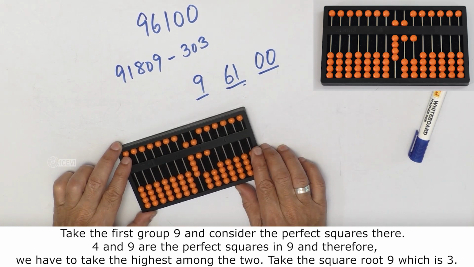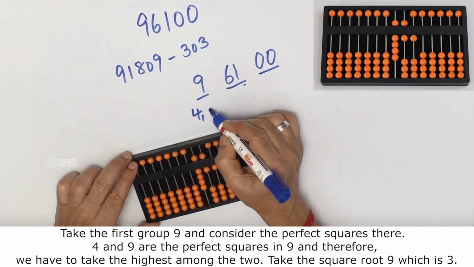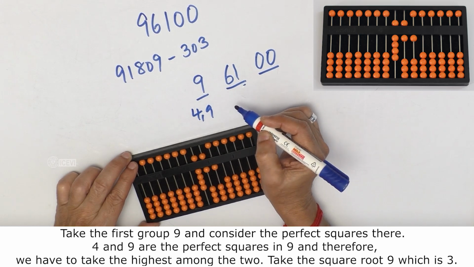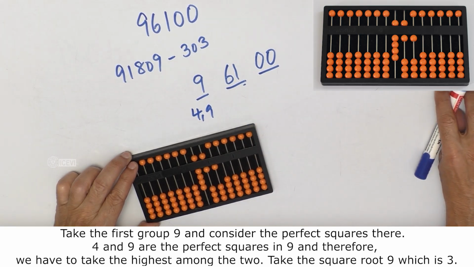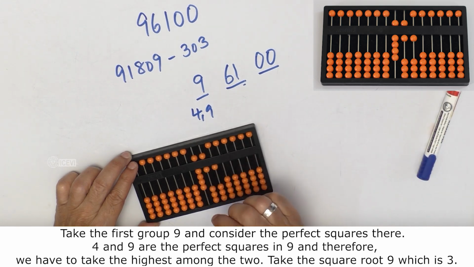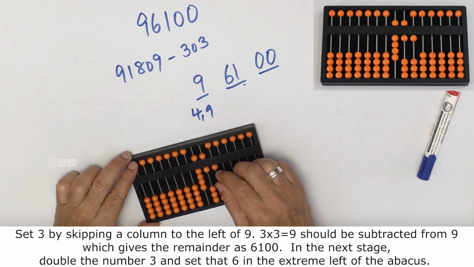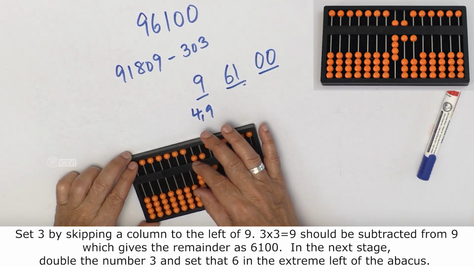Take the first group 9 and consider the perfect squares there. 4 and 9 are the perfect squares in 9, and therefore we have to take the highest among the two. Take the square root of 9, which is 3. Set 3 by skipping a column to the left of 9.